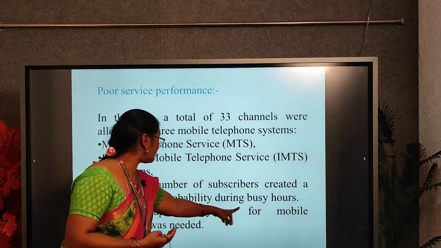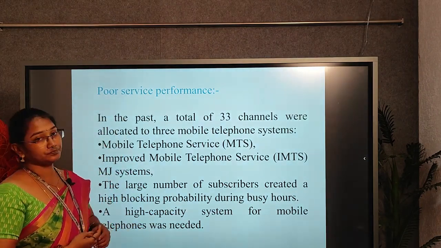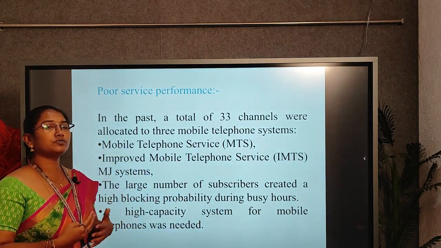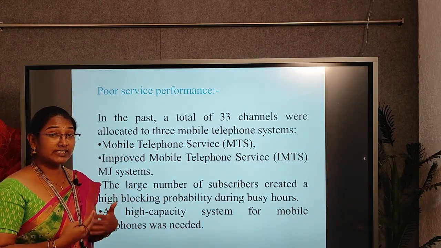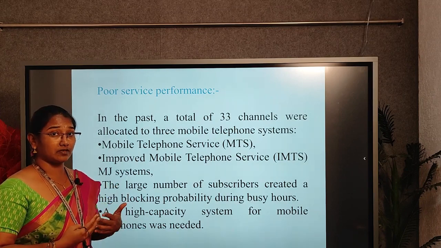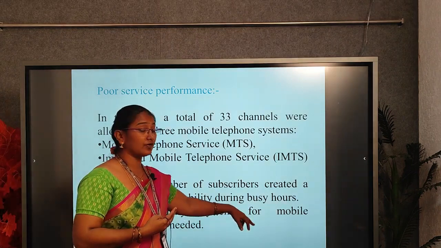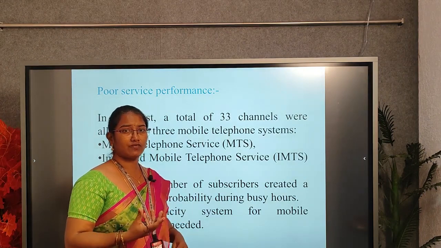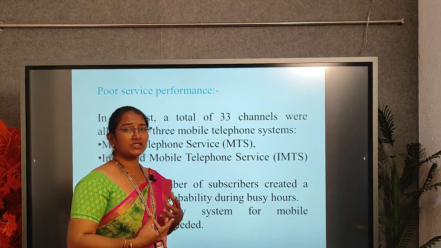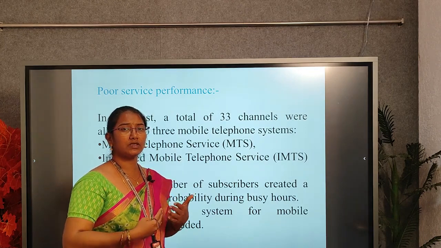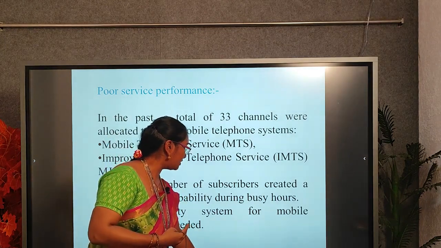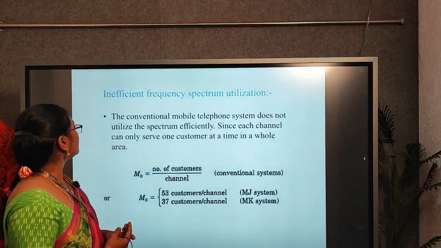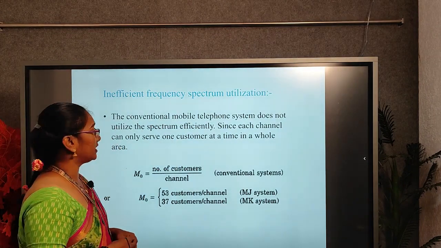Next, high capacity systems for mobile telephony were needed. What does this mean? High capacity systems perform the processing, or assigning a channel, in a fast manner. The centers which have servers, all these we call servers. The processor should do this process very fast, so that is needed in the systems.